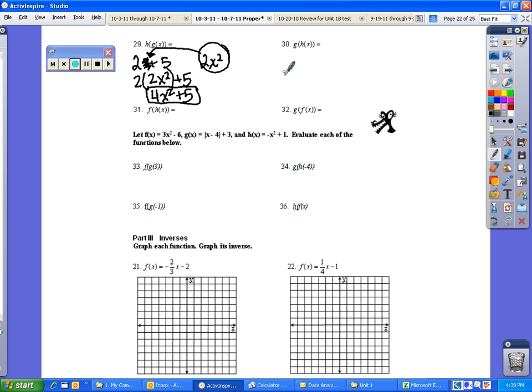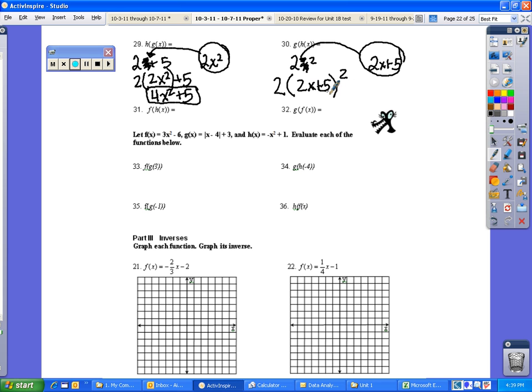G of h of x is where I take g of x, which is 2x squared, and I put in h of x, which is 2x plus 5. So I'm going to take this, and I'm going to substitute it in right here. So when I do that, that's going to be 2 times 2x plus 5, and then square that.